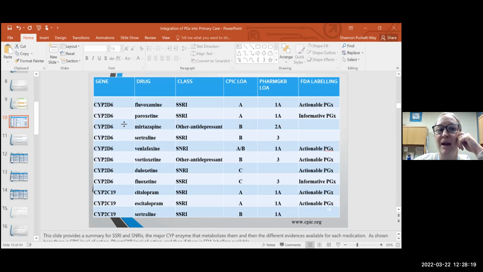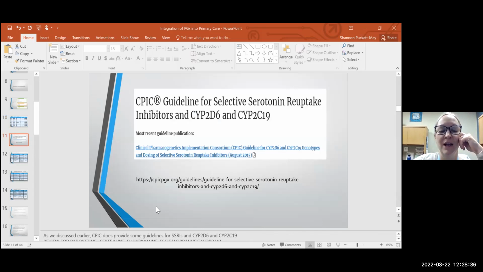And it is dependent on your phenotype. So it's not just anybody with an alteration in this. It's typically if they are ultra rapid or poor, there is a level of recommendation to adjust therapy or avoid therapy. So what I'm going to do now is I want everybody to go to CPIC, and I'm going to go as well, but I want you to get to CPIC. I want you to find the guideline for SSRIs and CYP2D6 and CYP2C19.